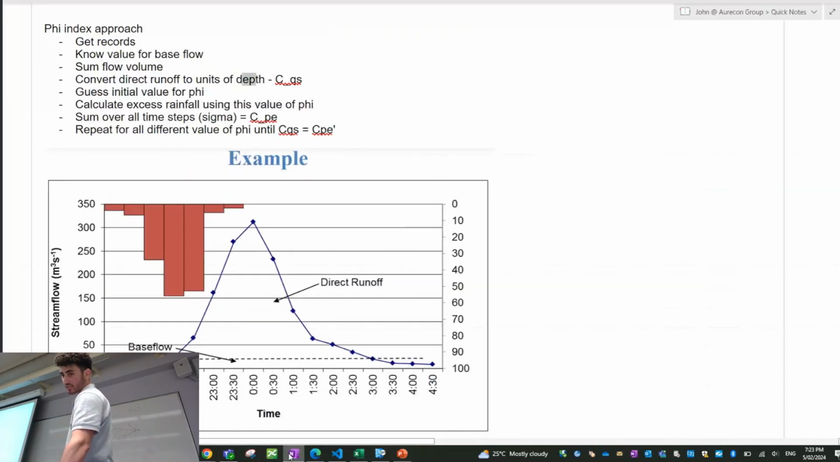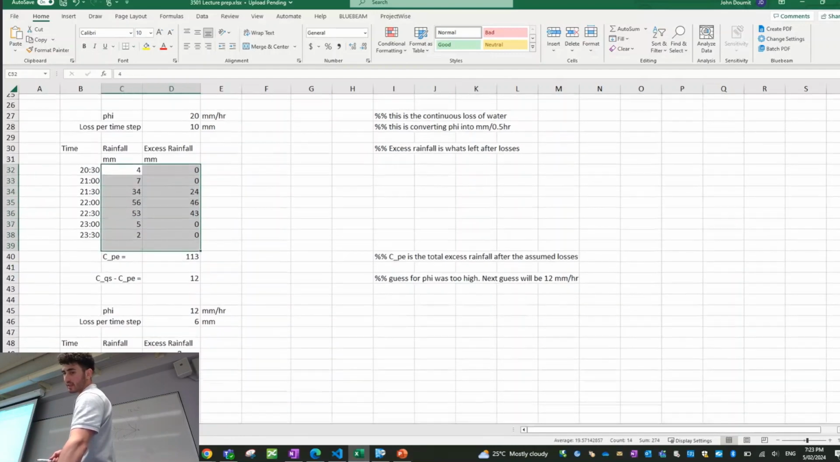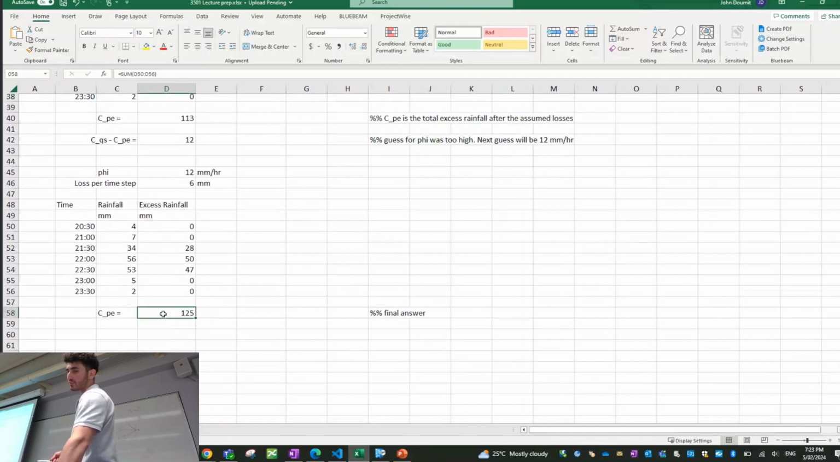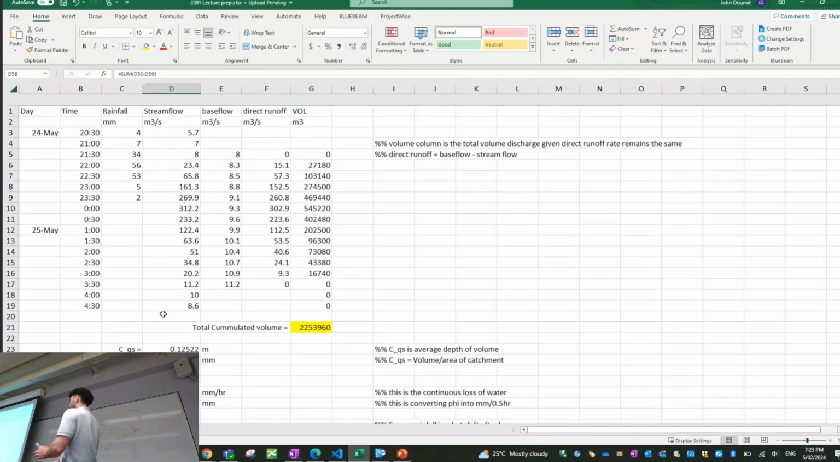So if we go back to my notes, CPE is the sum of all time steps. So it's like the sum of all the rainfall that has fallen if I just use my values instead of the actual values. And then at some point you're going to reach a value where CP is equal to QCS. This will make a lot more sense when you're doing it yourself, but this is basically what your typical question will look like in this subject. It's actually not that bad.